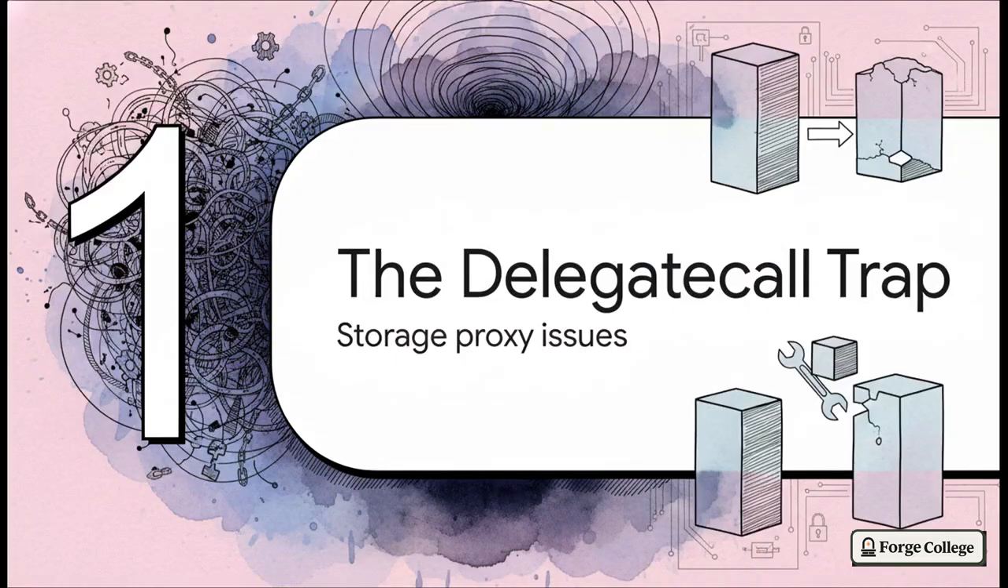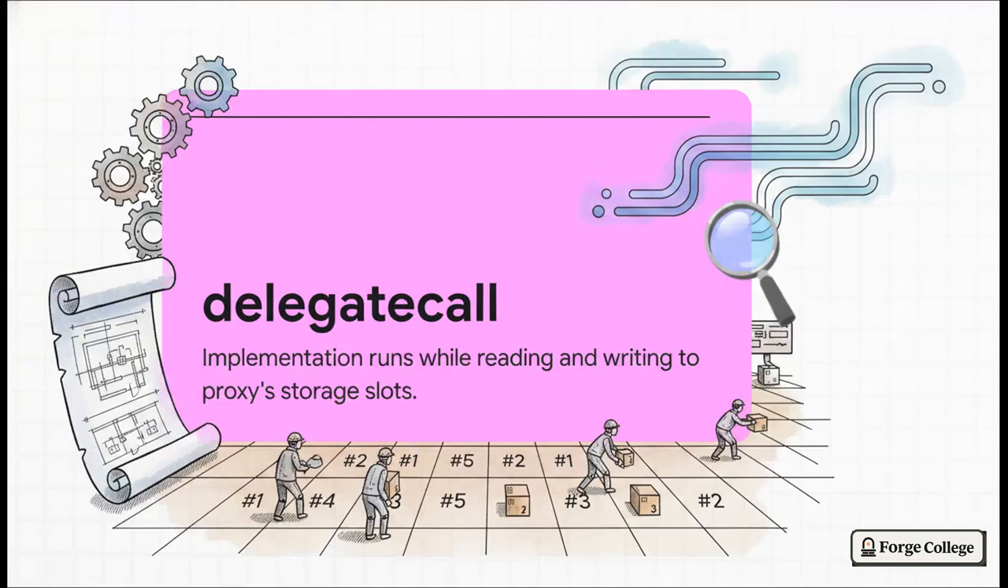Section 1. The delegatecall storage trap. Let's look at how data physical layout affects upgrades. Most devs assume an upgrade is just swapping out some code, right? A simple switcheroo. Unfortunately, it's actually tied directly to the physical data layout through a low-level Solidity function called delegatecall.